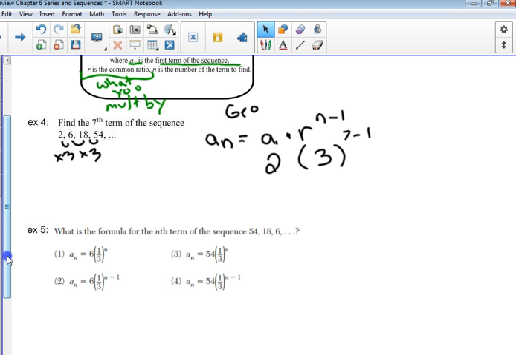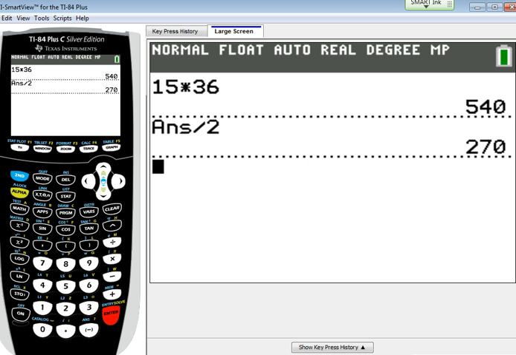Make sure you guys are careful with your PEMDAS or calculators, please get them. So reduce this. 7 minus 1 is just 6. Now, if you're going to type this in on your calculator, you need parentheses around the 3, right? If you don't, you've got to do the 3 to the 6 first, and then times it by 2. So, 2 times 3 to the 6.